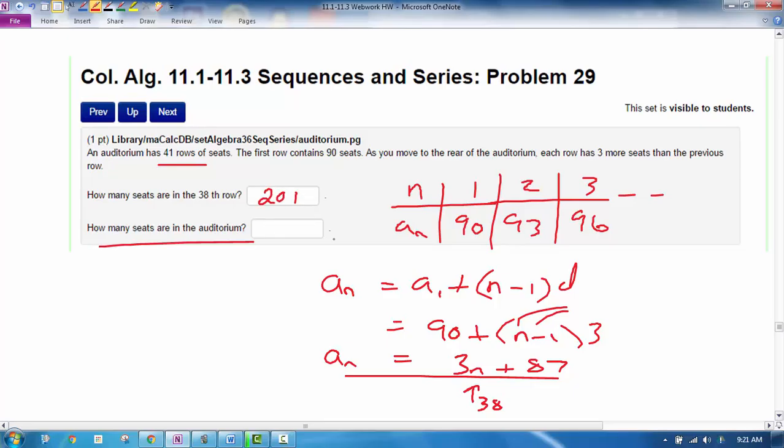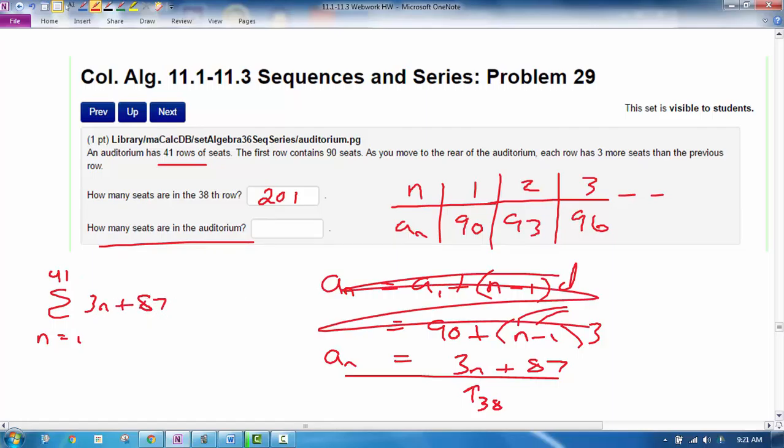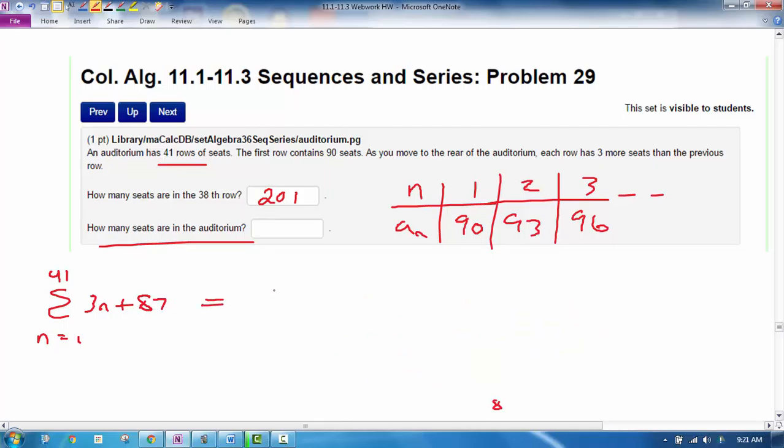And then they want to know how many seats are in the auditorium. I'm going to use the sum for that. I'm going to add up the first 41 rows, because that's how many there are total, of this sequence, 3n plus 87. Okay, this will work if you do it in your calculator, or you can use the formula off the formula sheet, which is the number of terms, first term plus the last term divided by 2.